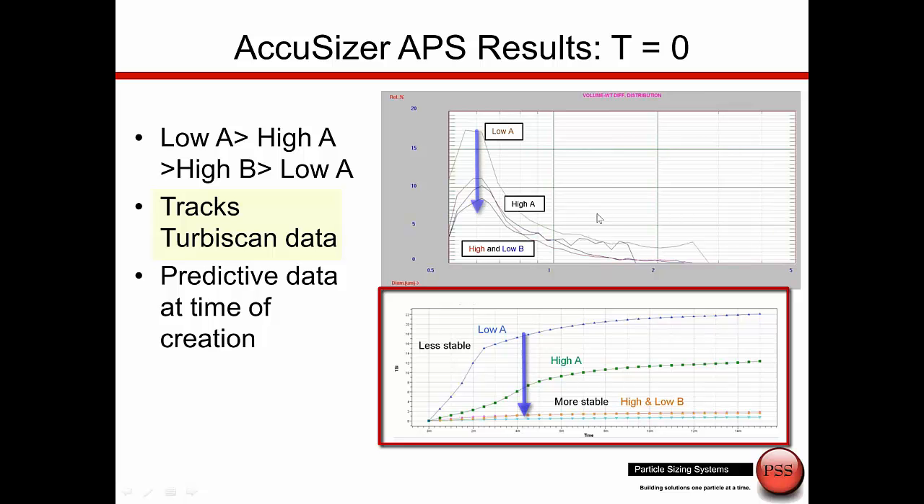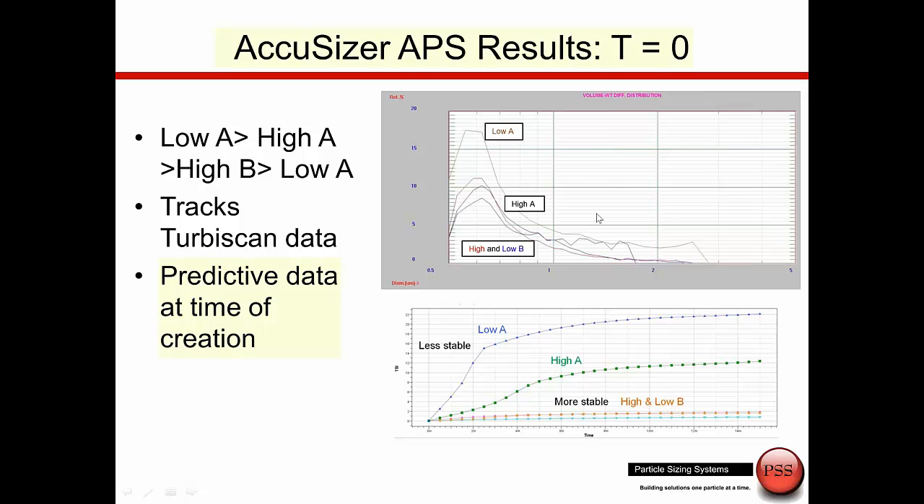These measurements are made as soon as I created the emulsion. I made these AccuSizer measurements, and it completely tracked what we then saw with the Turbiscan, which is a direct measurement of stability. So one of the advantages of the AccuSizer is you immediately get an indication of stability right when the emulsion is first created, as opposed to some of these other stability tests that take quite a while.